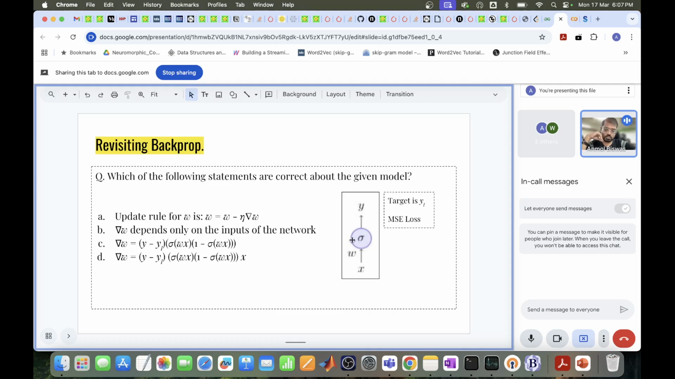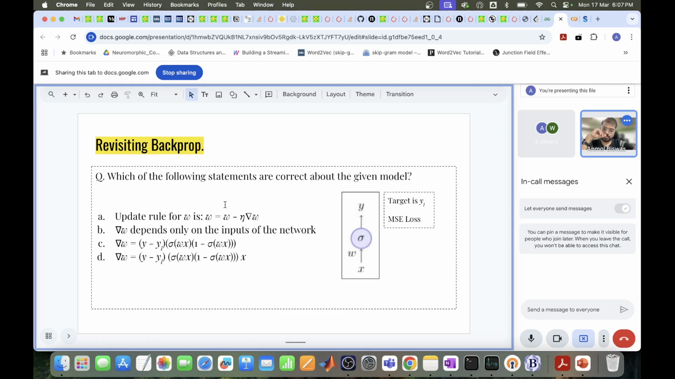Here is a model, and it's a simple model. There's an X going into this one neuron, rather, it's just one unit. There is a weight with X, and then a sigma activation function, and you get Y out of it. The target is YL, which stands for Y label, and the loss is mean squared error loss. So you have the sigmoid function of Wx equal to Y, and you're trying to match this Y to YL.